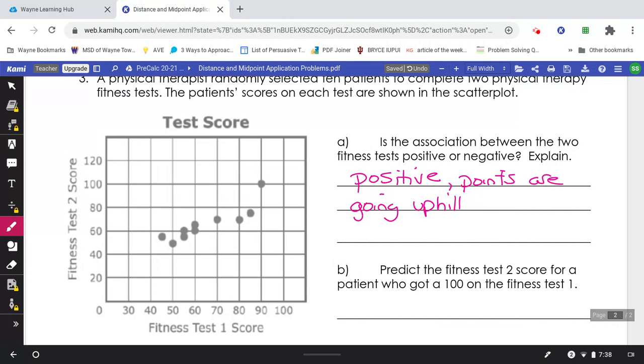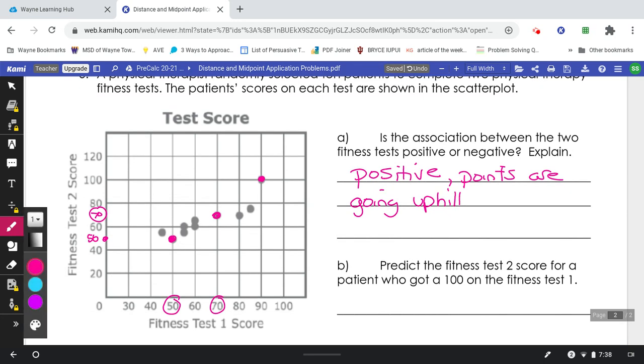Another way to think about it, look at one of these points down here. This one right here. They got a 50 on one and then a 50 on the other. But we were just talking about this one. That was a 70 on one and a 70 on the other. So as one test goes up, the other one goes up as well. And then this one, 90 and 100. So the higher one is, usually the higher the other is.